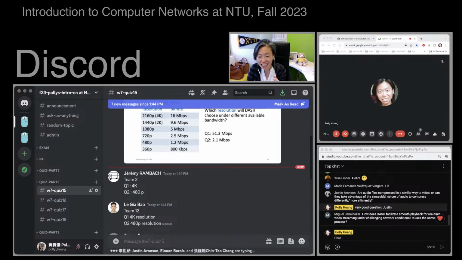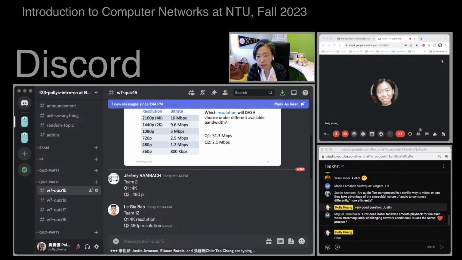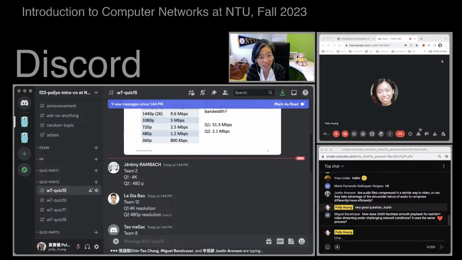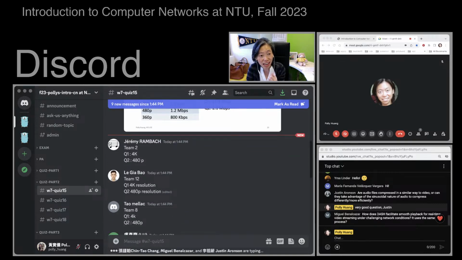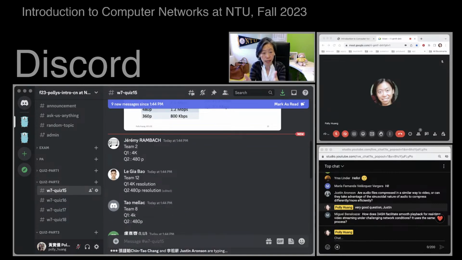Exactly. If the available bandwidth is 51.3 megabits per second, we could accommodate 4K. If it's only 2.1 megabits per second, we couldn't take a 720p stream. So 480p is the maximum, is the best. Good. So you get the idea of DASH. You keep measuring the available downstream bandwidth, and you request the video that is the best quality but within that available bandwidth limit.